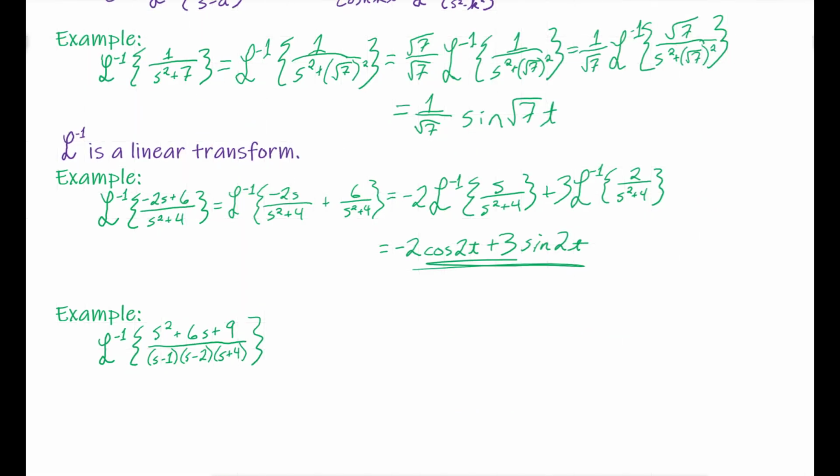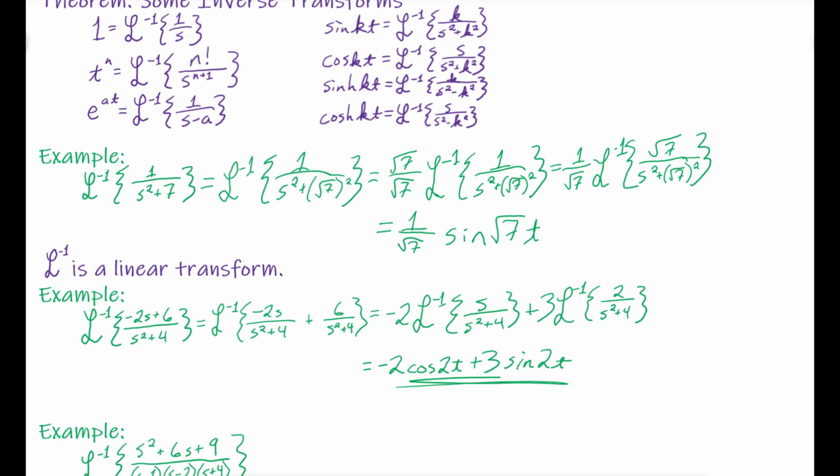So let's take a minute to ramp it up just a little bit more. Let's look at the inverse transform of s squared plus 6s plus 9 divided by the quantity s minus 1 times s minus 2 times s plus 4. First off, notice that if I multiplied out my denominator here, I would have s cubed. And I don't have any s cubes in my denominator on any of the things in my theorem. And also I don't have any s squareds in numerators, so I need to do something different.